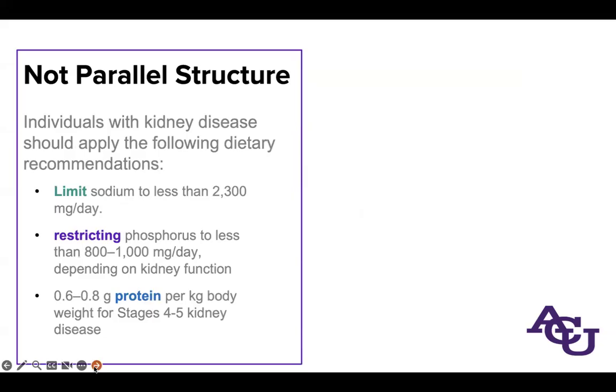So we're going to look at an example that is not parallel structure first. Individuals with kidney disease should apply the following dietary recommendations. Limit sodium to less than 2,300 milligrams per day, restricting phosphorus to less than 800 to 1,000 milligrams per day, depending on kidney function, 6/10 to 8/10 of a gram of protein per kilogram of body weight for stages 4 through 5 kidney disease. You can see that these three bullets are not structured the same way, which actually made it very awkward even for me to read out loud.